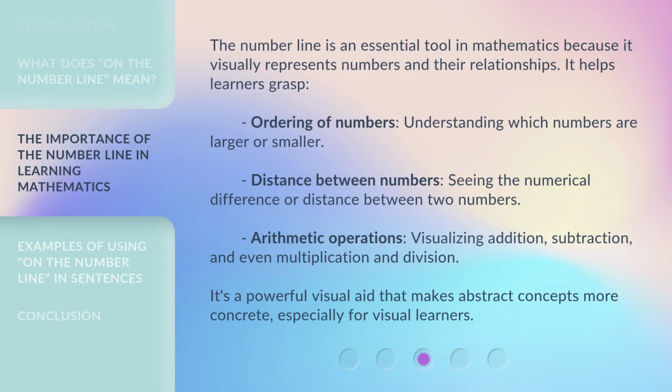The number line is an essential tool in mathematics because it visually represents numbers and their relationships. It helps learners grasp ordering of numbers, understanding which numbers are larger or smaller, distance between numbers, seeing the numerical difference or distance between two numbers, arithmetic operations, visualizing addition, subtraction, and even multiplication and division. It's a powerful visual aid that makes abstract concepts more concrete, especially for visual learners.